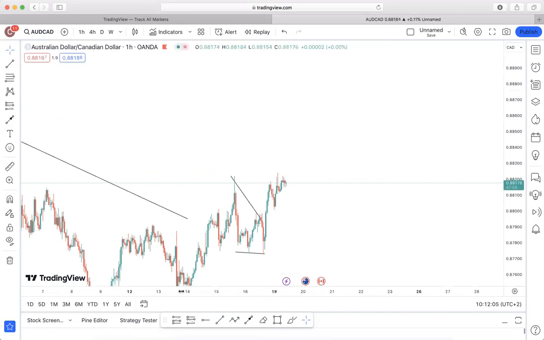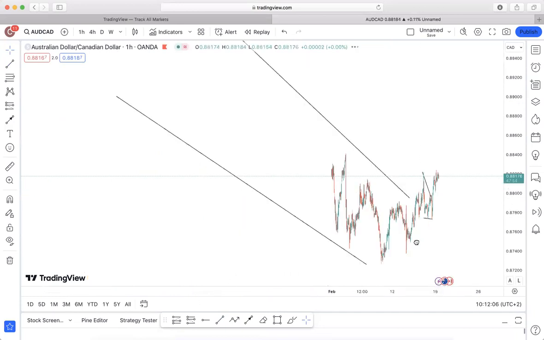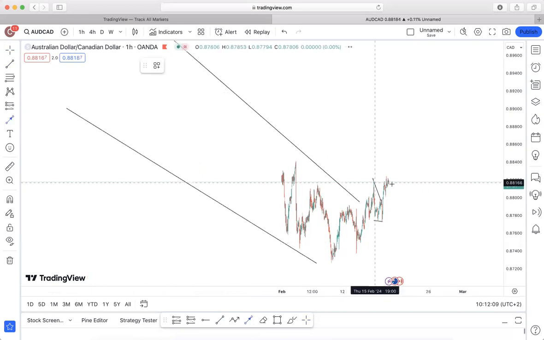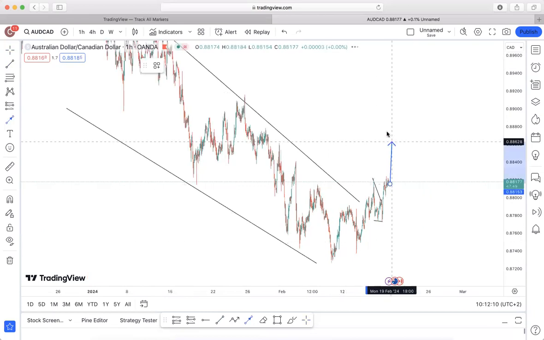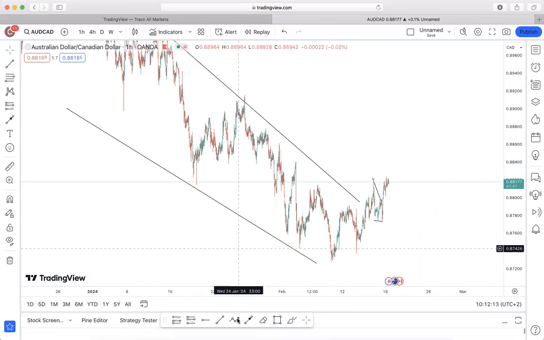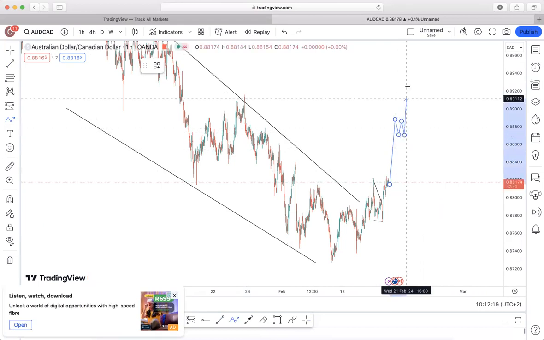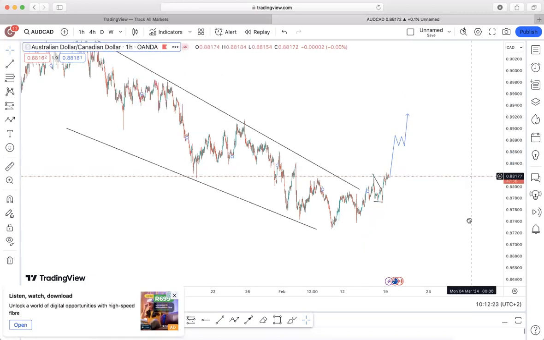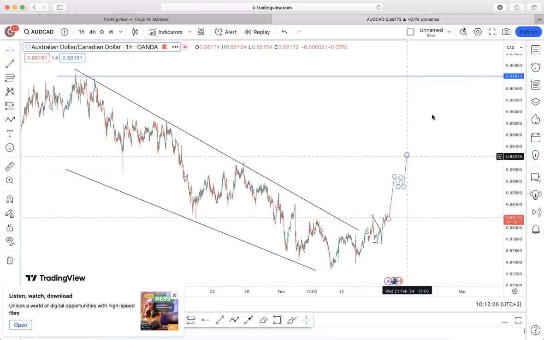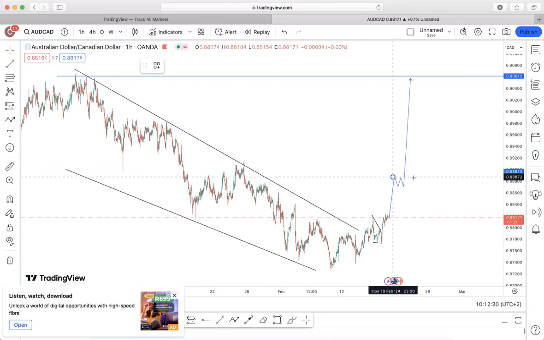So on my end, what am I looking for in order to execute on this one? I'm just waiting for price to come out with a clear impulsive move up, followed by a small continuation pattern. If I have something along these lines, then this will be my indication to execute those buys to the upside, like so.